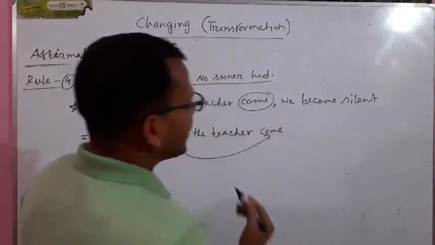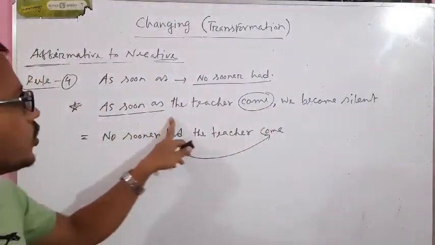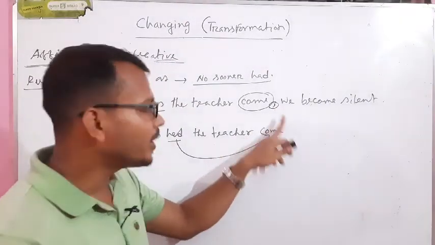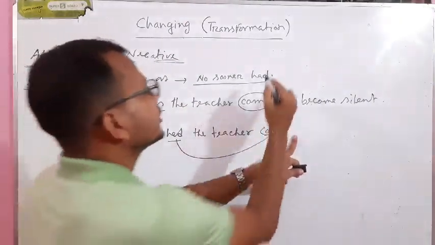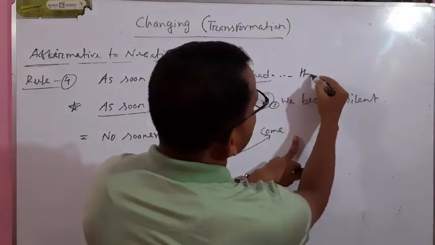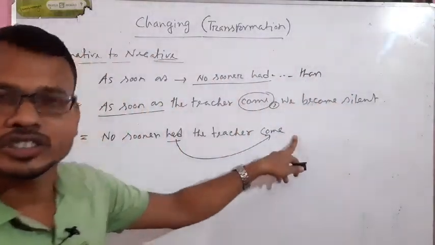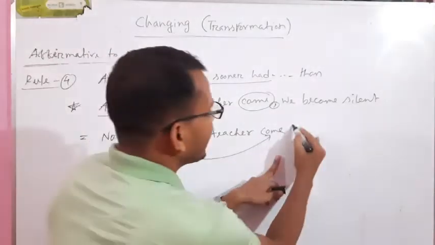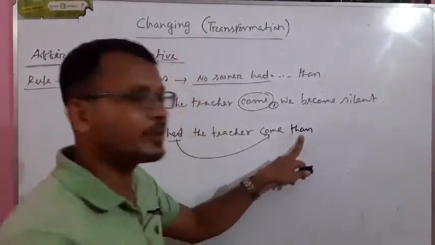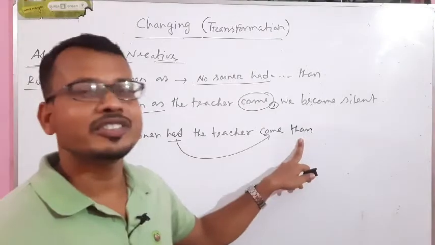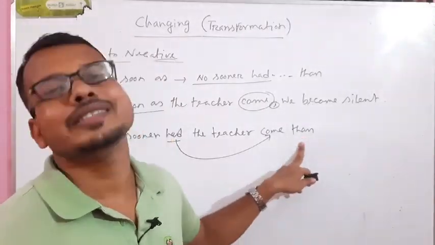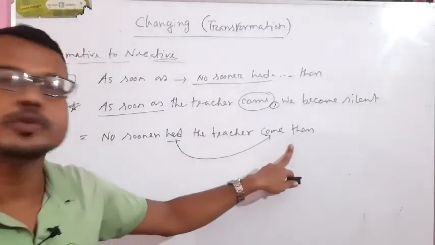Instead of this comma, there was actually a comma. As soon as the teacher came, the comma will vanish, and instead of this comma, I have to use a conjunction, and that is than. Conjunction is than. No sooner had the teacher came than. Sometimes students make mistakes while writing the spelling of than. They sometimes write then. Actually, it will be absolutely wrong.